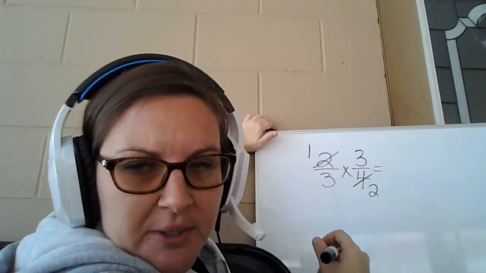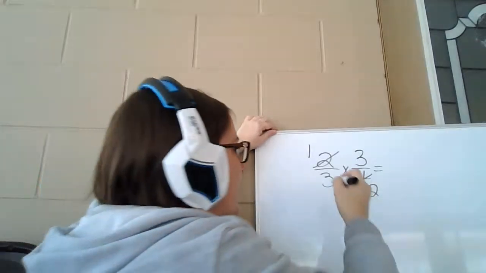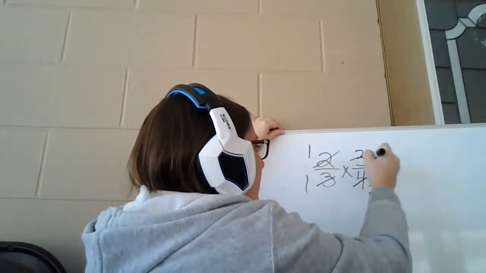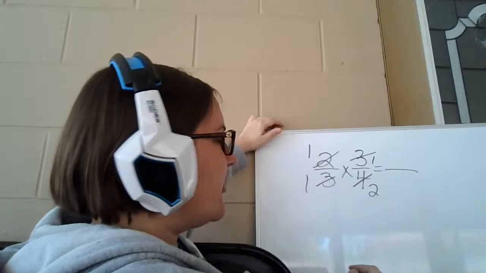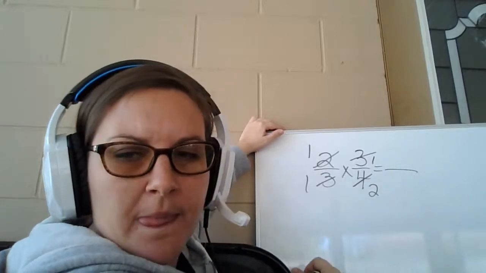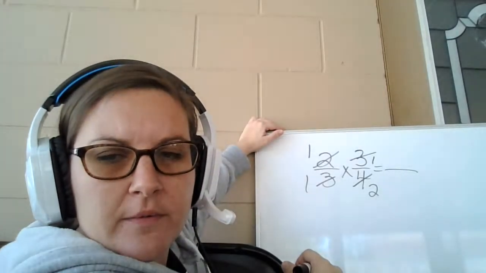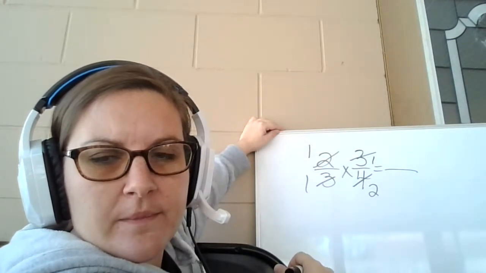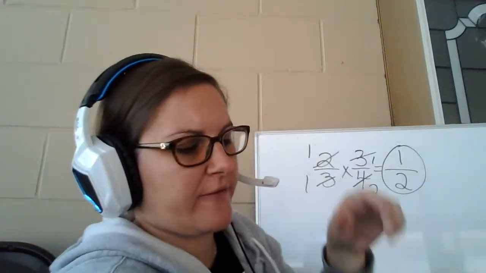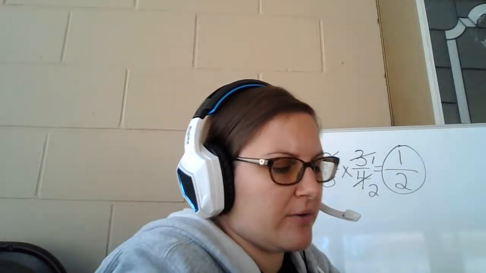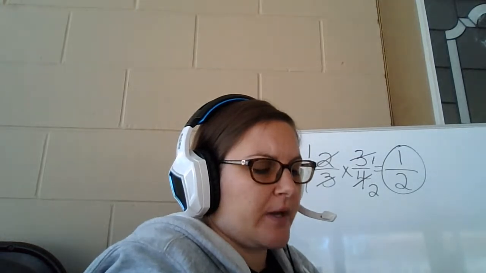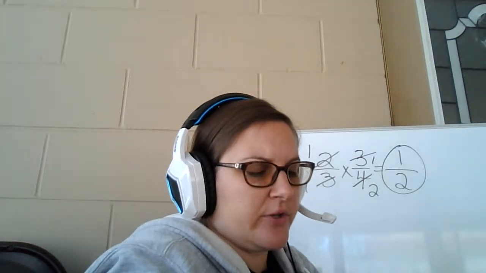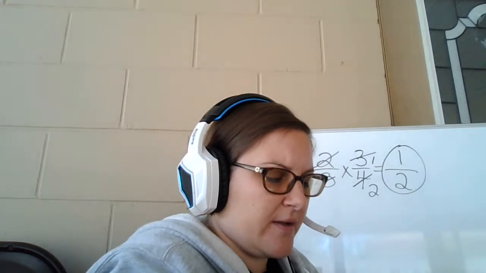Can I cancel 3 and 3? By 3. They both become 1. Okay, when I multiply across, what's my new answer? One half. So you have to remember how to do that tomorrow, okay? If I have a fraction and a whole number, okay, let's try this one.